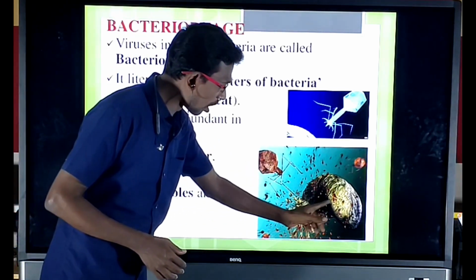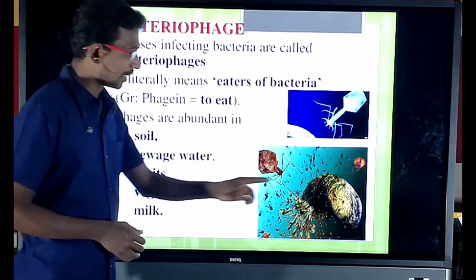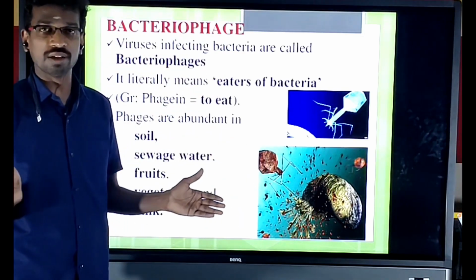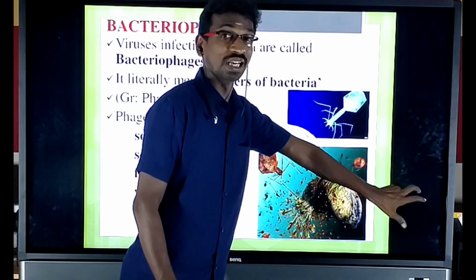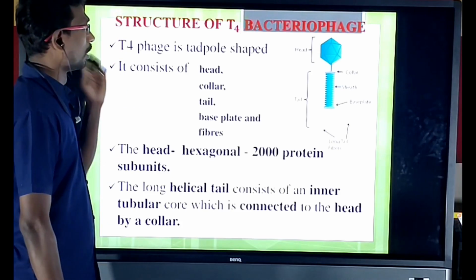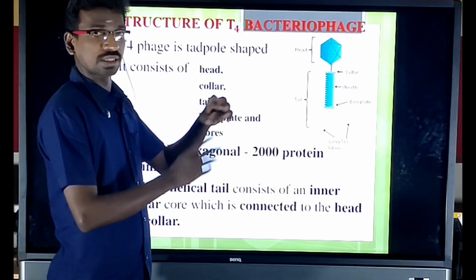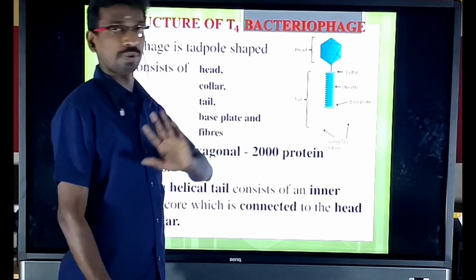After the replication, the phage particles will be released from the bacterial cell. They will kill it, or rupture the wall of the bacteria, and as soon as that happens the bacteria will die. That is called lysis. So rupture of the wall of the bacteria is called lysis. Now we are going to the structure, which contains the head, tail, and the basal part.